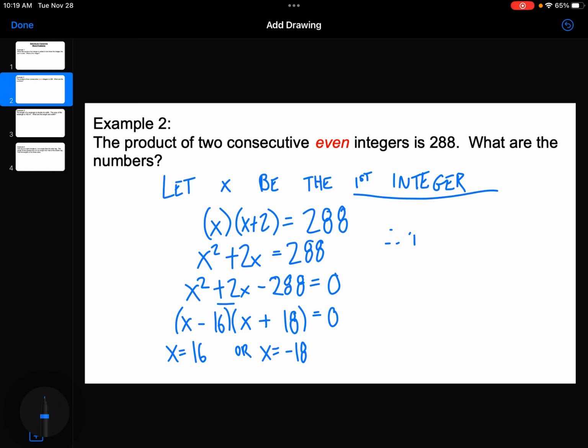So therefore, the integers are 16 and 16 plus 2, or negative 18 and negative 18 plus 2. Okay, we're adding 2 each time, so we'll have 2 sets. This is the first set of answers. This is the second set of answers. Okay, it's not 16 and negative 18 because those numbers aren't 2 apart.